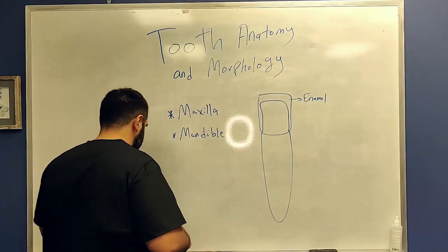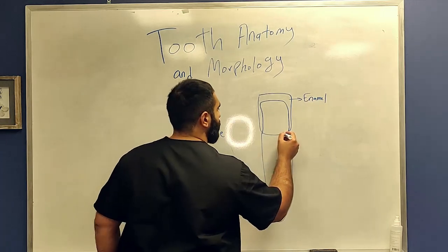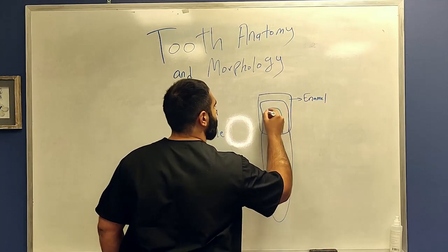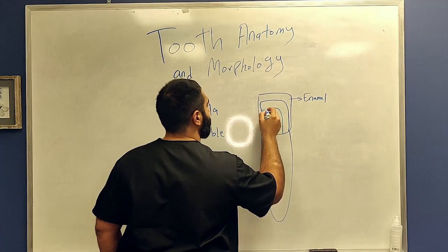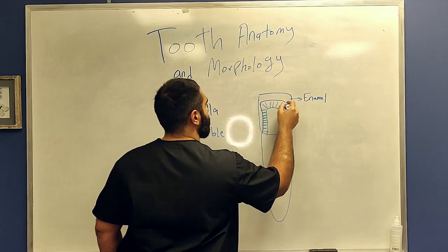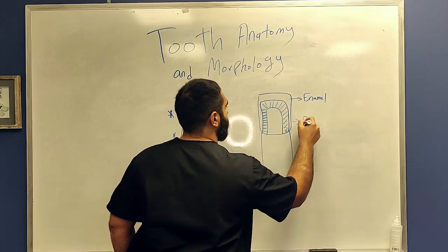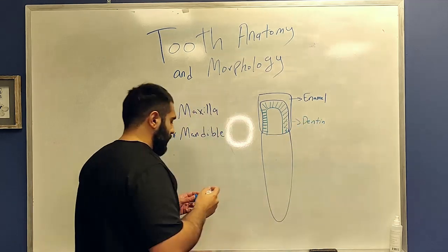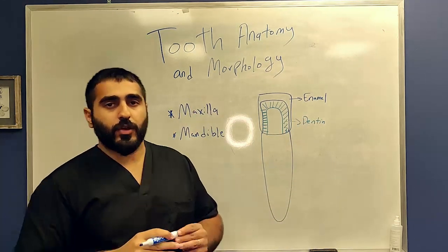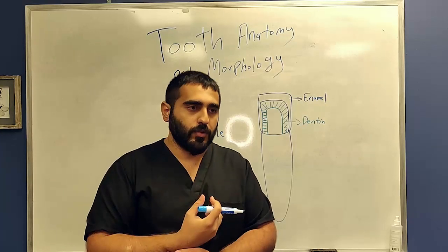The second layer that comes right after it, I'll put it this way. This layer here is called the dentin. It is not as strong or as hard as the enamel. It's a little softer and it's a little more yellow.